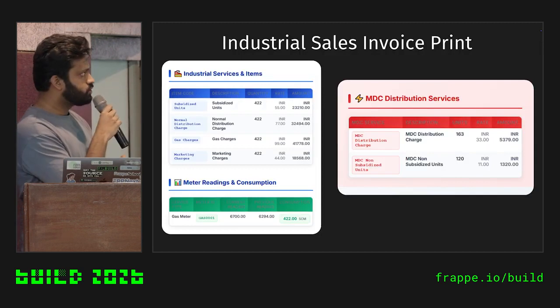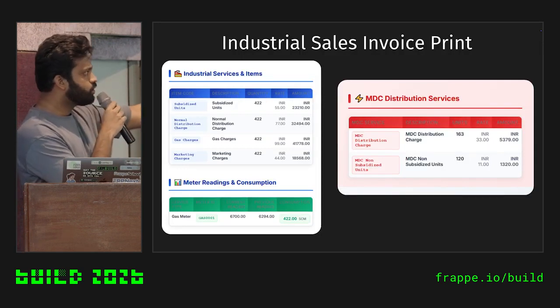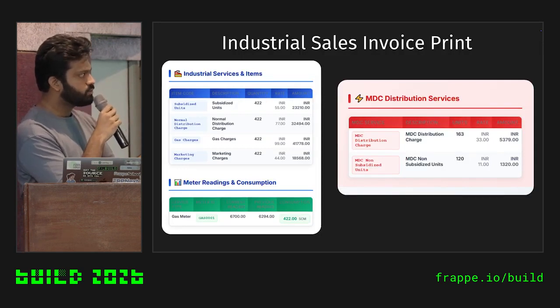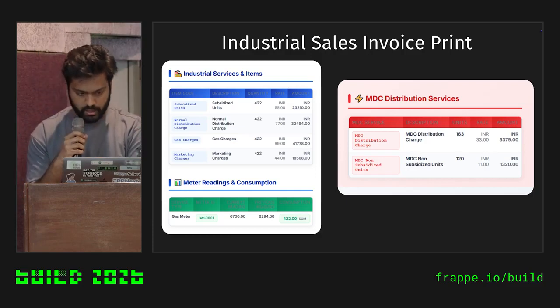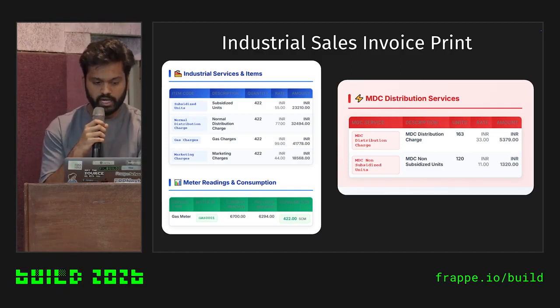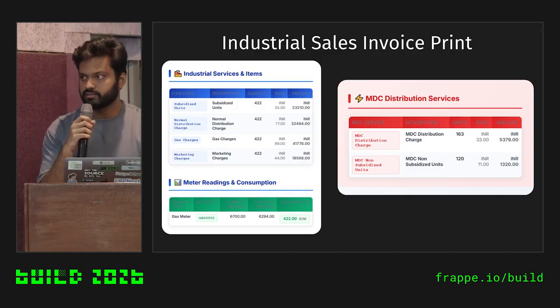So here is the invoice of an industrial customer. So this is the normal invoice where there is no MDC applied, and that is the invoice where the MDC is being applied. So how do we run these kinds of computation things at runtime?